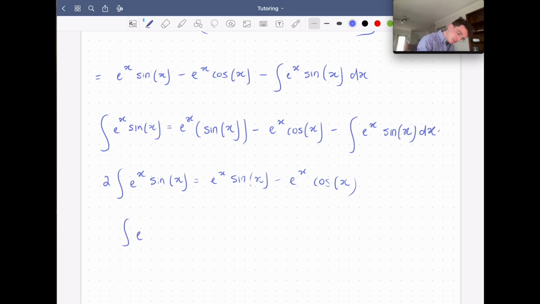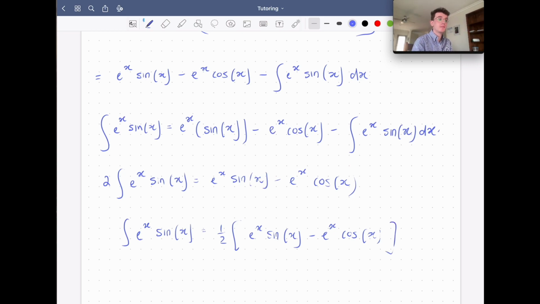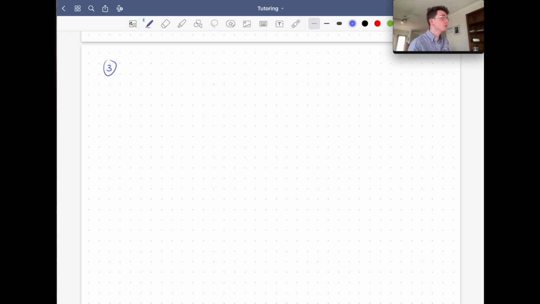I love these types of ones. The integral of e to the x sine of x is equal to 1/2 (e to the x sine of x minus e to the x cos of x). And that type of skill is going to be a lot more useful later and will make a lot more sense when we do recurrence relationships and integration. Okay, a couple more examples.